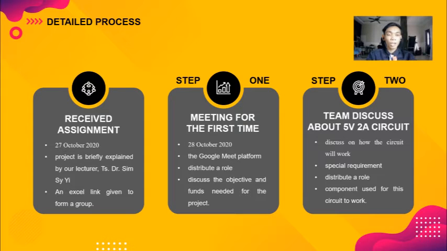Okay, for step 2, as a team we discussed 5 volt 2 ampere. We concluded that we go for 5 volt and 2 ampere because it's more challenging for us. In that meeting we discussed how the circuit will work, what the special requirement is for the circuit to get 2 ampere and 5 volt as an outcome. We also discussed what components are used for the circuit to work.